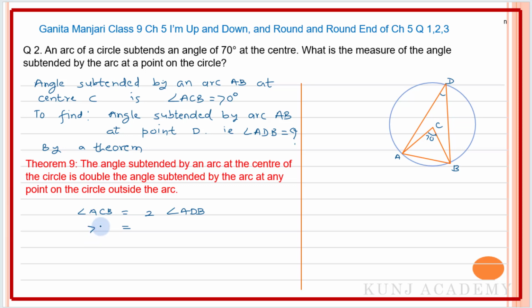Angle ACB is 70 degrees, given. Angle ADB we have to find. Angle ADB is equal to 70 degrees upon 2, which is equal to 35 degrees. Answer: the measure of the angle subtended by the arc at a point outside the arc on the circle is 35 degrees.